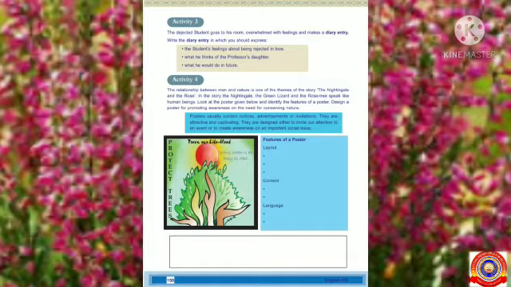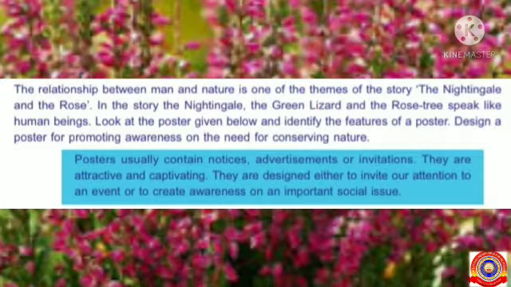In the same page, all of you look at activity 4. Read the question given there. The relationship between man and nature is one of the themes of the story The Nightingale and the Rose. In the story, the nightingale, the green lizard, and the rose tree speak like human beings. Look at the poster given below and identify the features of a poster. Design a poster for promoting awareness on the need for conserving nature.